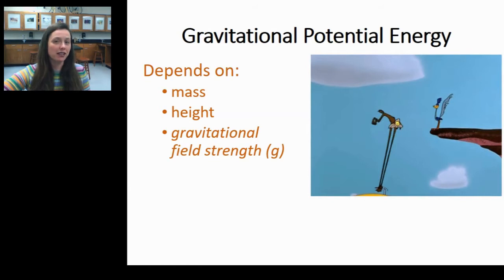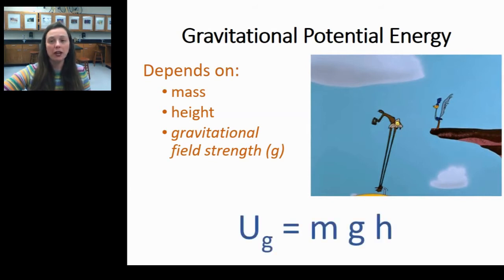As we look at gravitational potential energy, the equation that tells us how much gravitational potential energy something has is shown here. Mass times the gravitational field strength times the height, mgh. The symbol that we use for potential energy is the capital letter U. The subscript G denotes that we are talking about gravitational potential energy.